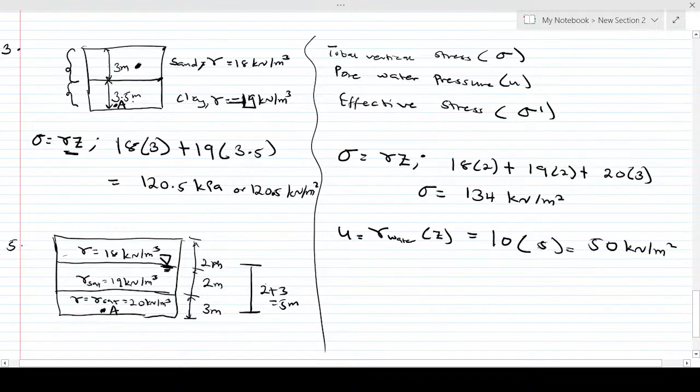Then we have to find the effective stress. The effective stress is simply given as the total stress minus pore water pressure. The total stress being 134 minus pore water pressure being 50, we are going to get 84 kilonewton per meter square.